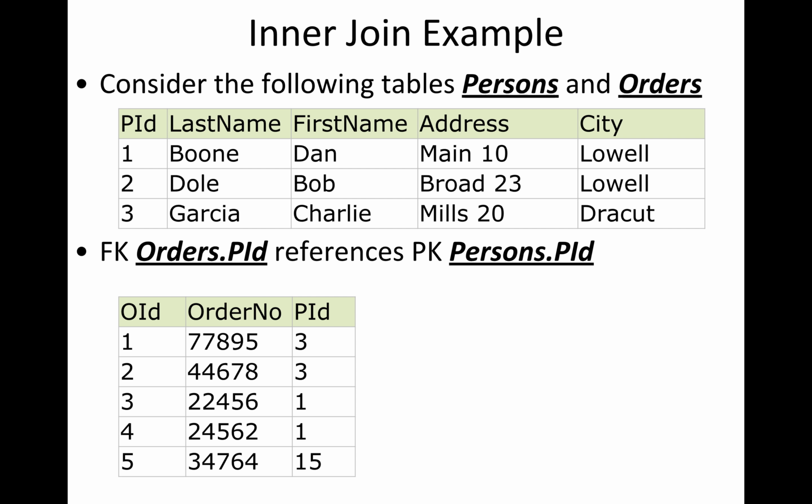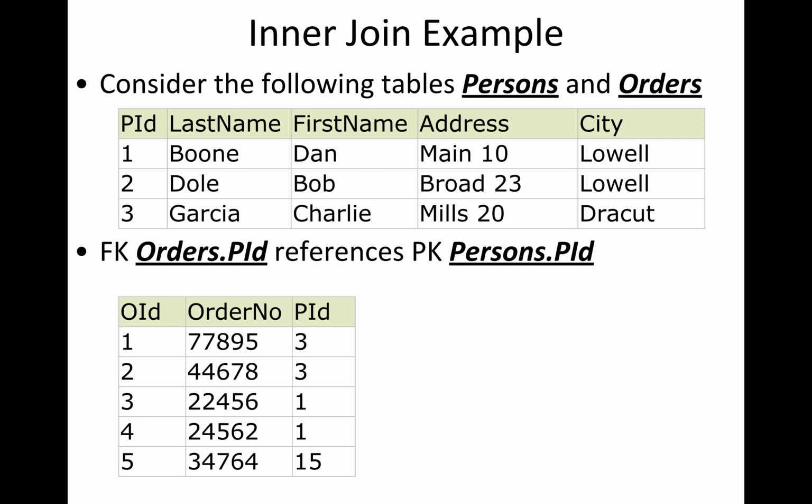We have Boone, Dole, and Garcia, and we have orders, right? So notice that here's a purchase order, or person's ID, for persons Boone, Dole, and Garcia: P1, 2, and 3. And here are the orders that have been ordered by Garcia. These two were ordered by Boone, and no one ordered this product over here. There's an order there that's orphaned, right? It's an order that's orphaned.